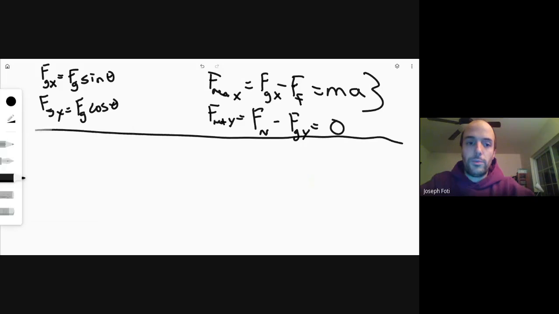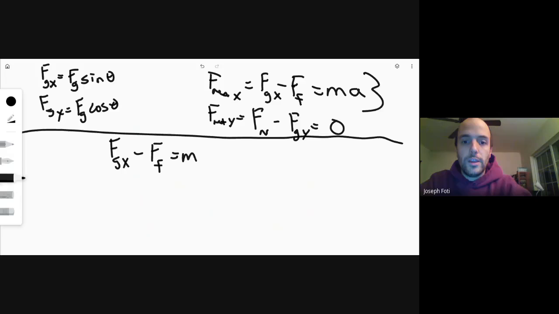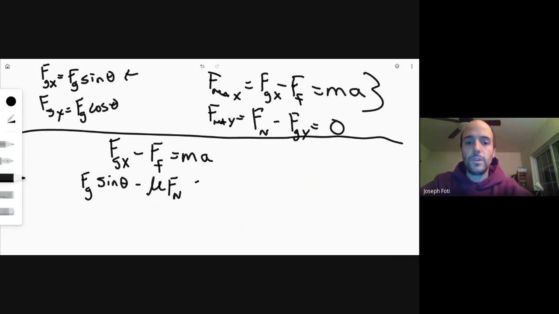Okay. We'll say FGX minus the force of friction equals MA. Well, we know from up here that FGX is FG sine theta. So let's write that down, because we'll need to know that. Minus, and we know just from before that the frictional force equals mu times the normal force, equals MA. All righty.